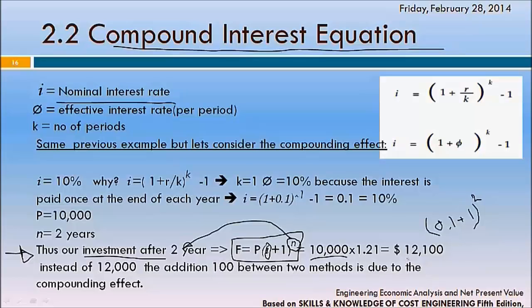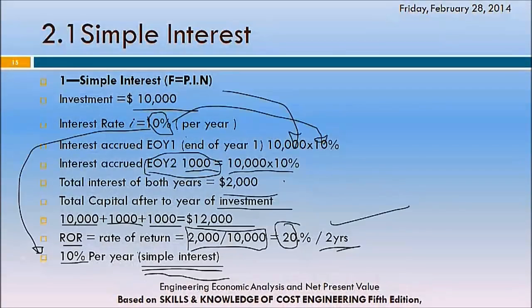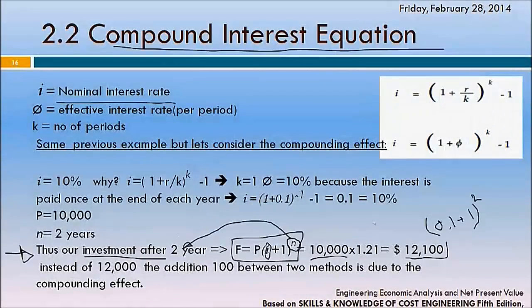So you're going to get 12,100. What was the previous value? It was 12,000. So what happened? Now it increased to 12,100. What is the difference? The difference is 100. Why is there a difference? This is because of the compounding effect.